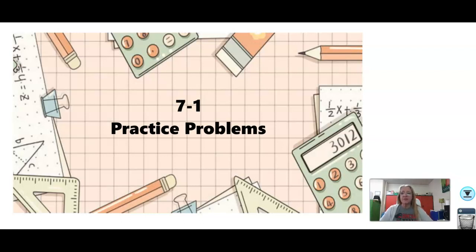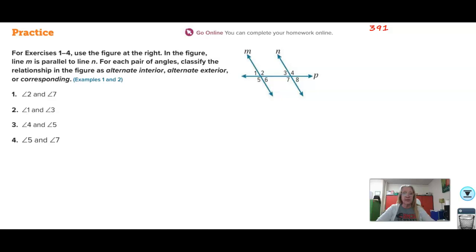Hi, boys and girls. This is the video in which I do the problems for 7-1 practice problems in your new workbook on page 391. On page 391, it says for exercises 1 through 4, use the figure at the right. In the figure, line M is parallel to line N. For each pair of angles, classify the relationship as alternate interior, alternate exterior, or corresponding.